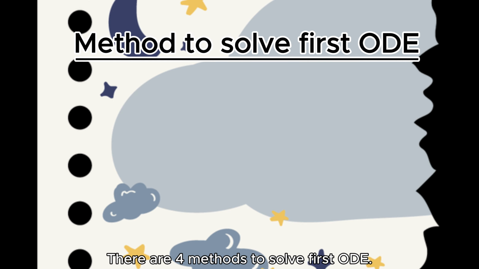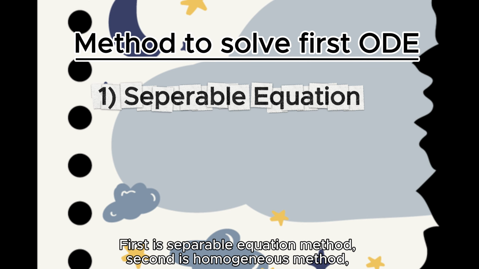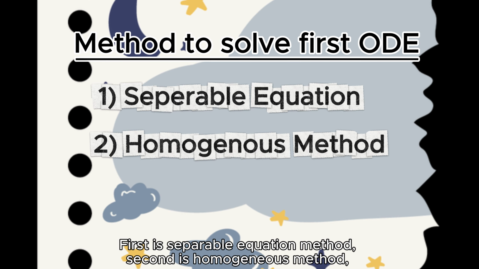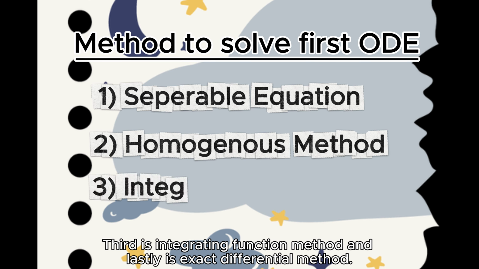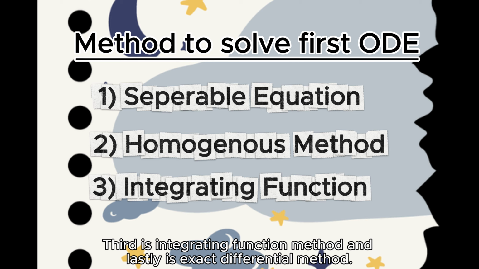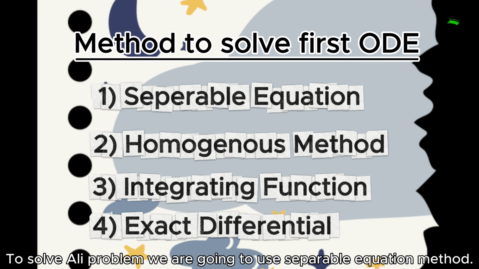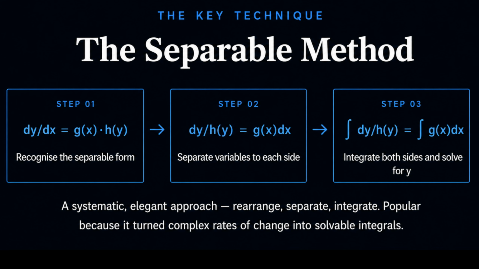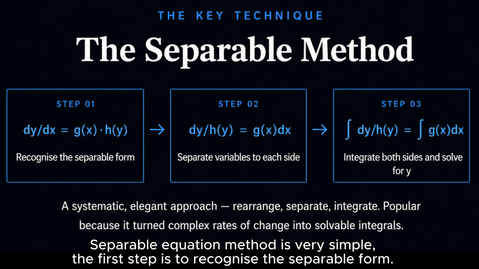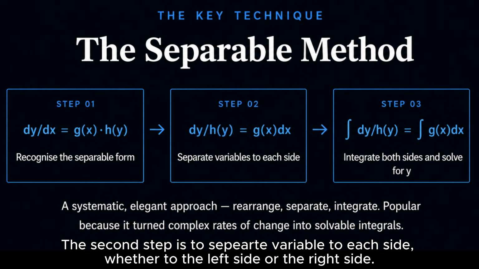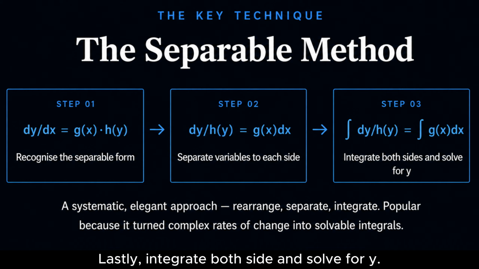There are four methods to solve first order ODE. First is the separable equation method. Second is the homogeneous method. Third is the integrating factor method. And lastly is the exact differential method. To solve Ali's problem, we are going to use the separable equation method. The separable equation method is very simple. The first step is to recognize the separable form. The second step is to separate the variables to each side, whether to the left side or the right side. Lastly, integrate both sides and solve for y.